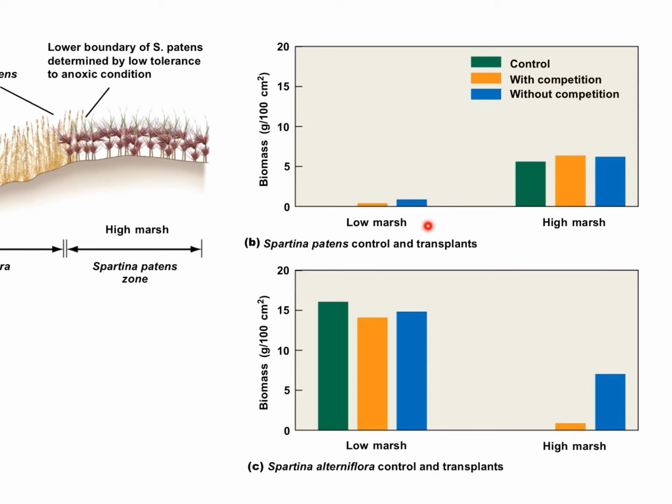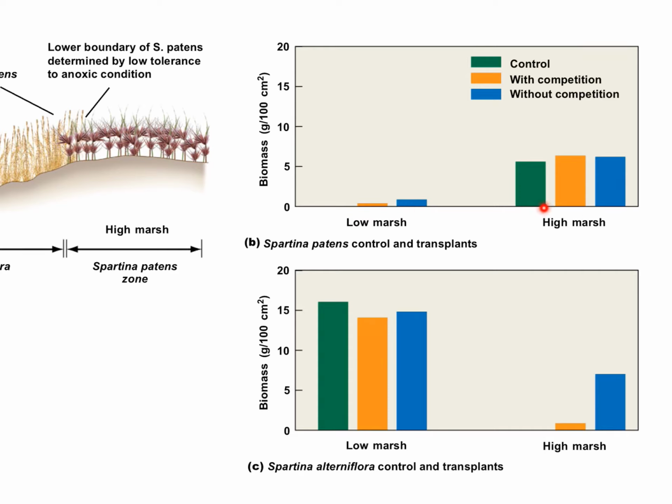So in graph B, this one, we have Spartina patens control and transplants. We have biomass measured as grams per 100 square centimeters of area. Okay, so we have our control in green. We have with competition biomass in yellow, and without competition biomass shown in blue. In low marsh, where S. patens is not normally found, it didn't do well whether competition was present or not. Okay, it didn't matter. So it seemed like environmental variables like soil oxygen content or salinity are probably affecting it.